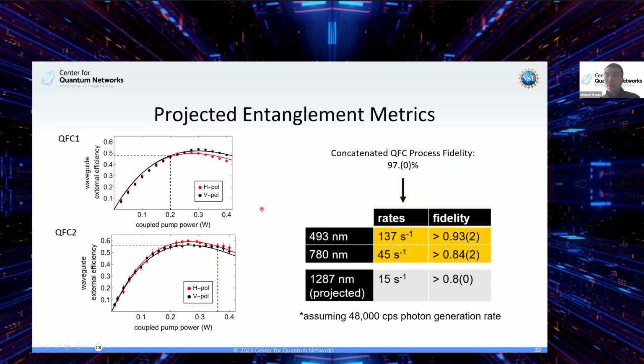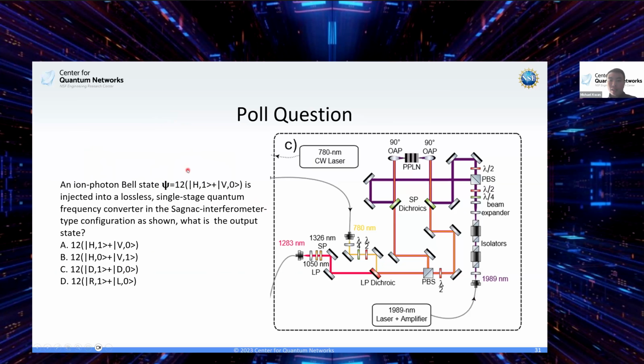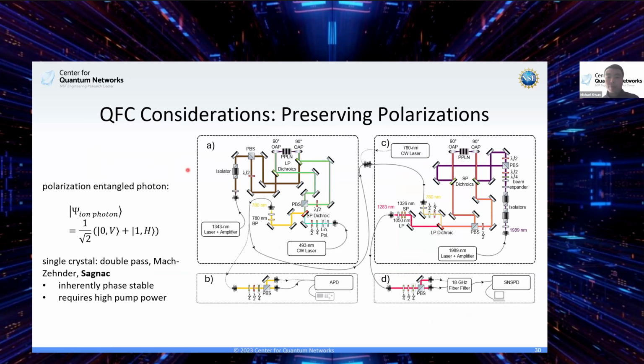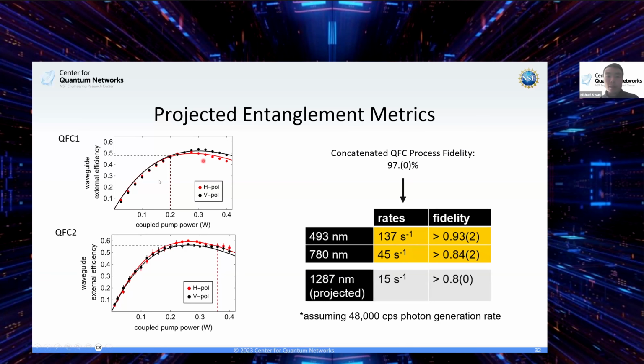Okay, so here's some data about this 2-stage conversion scheme. The QFC1, which I showed as the first Sagnac configuration in panel A here, you'll see 2 curves, one for each direction through the crystal, one for H polarization, although it's not really H, it's V, but it is that direction. And then the other for the V polarization.